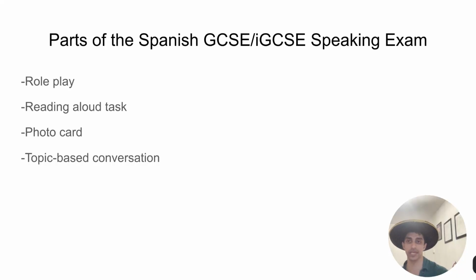So, first of all, let's take a quick look at the different parts, or potential parts at least, of the Spanish GCSE and iGCSE speaking exam. So, this certainly does not mean that you will have to do all of these tasks. These are just the tasks that could possibly come up in your speaking test. And if you want to know exactly what will come up for your particular speaking exam, you need to be aware of your exam board and whether you're going to do foundation tier or higher tier, because all of those GCSE Spanish exam boards do have a distinction between foundation and higher tier. And the website of your exam board can be a very good place to start for more information like this.